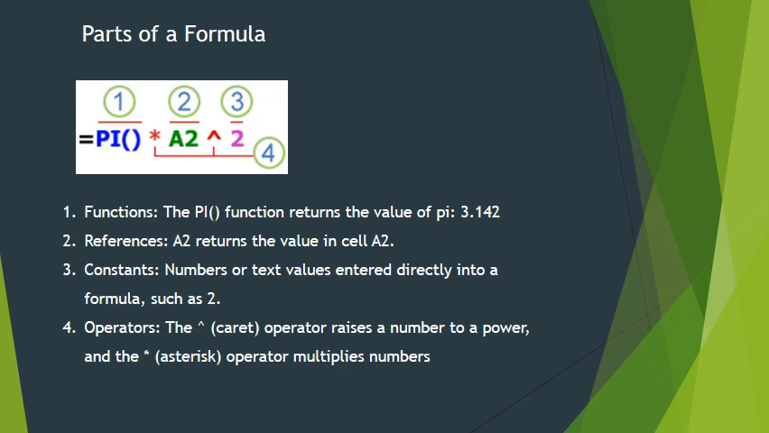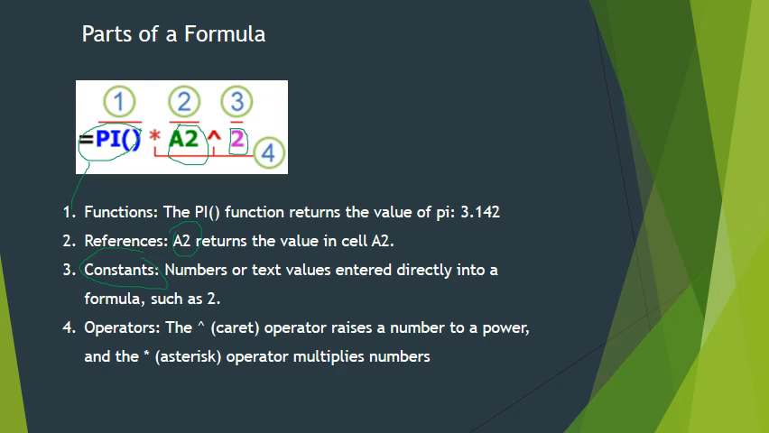This slide shows the different parts of a formula. First, right here, we have a function. Right after the equal sign, this particular formula has put in the pi function. So that's right here, it's referring to number 1. And then we have references. These are cell references. So right here, we have A2, which is going to correspond to the cell that is A2. And then constants. You can always type in a number if you know it's going to stay the same and there's nothing to reference it to. You can just go ahead and type in that number directly into the formula, and that is called a constant.